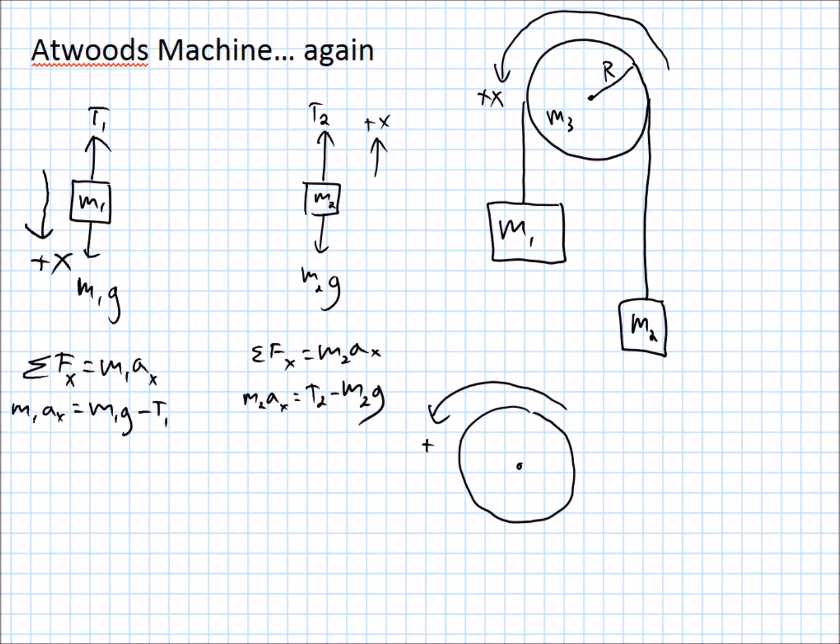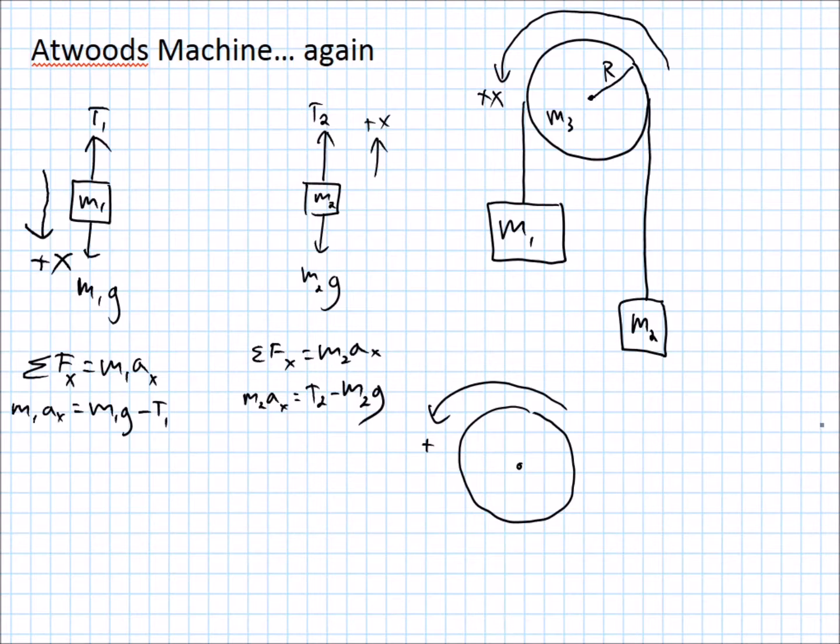So one thing we should probably note is that the magnitude of M1's acceleration will be the same as the magnitude of M2's acceleration. Now, we said the tensions can be different, but they still are connected together by a rope. So as one falls, the other must rise at the same rate and the same acceleration. So the two accelerations here will be the same.